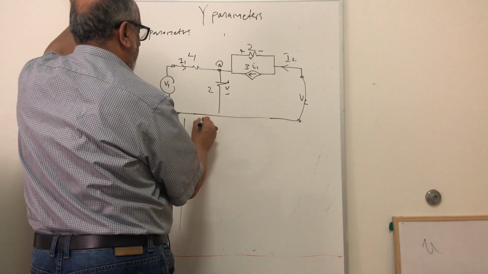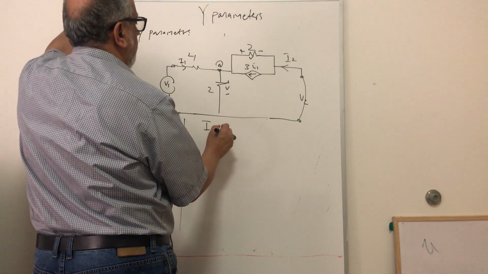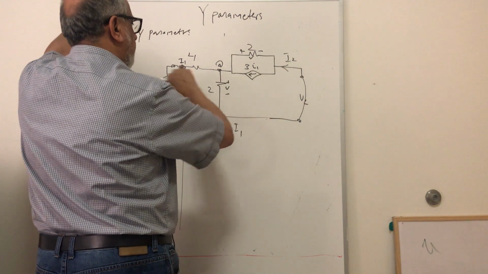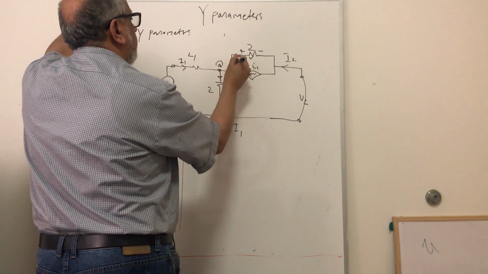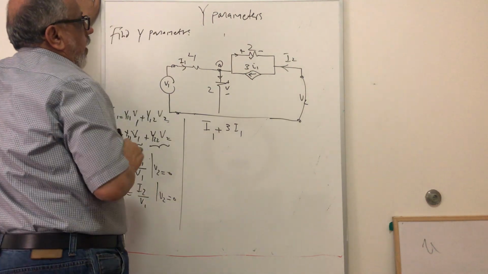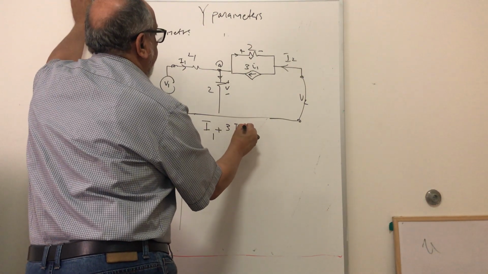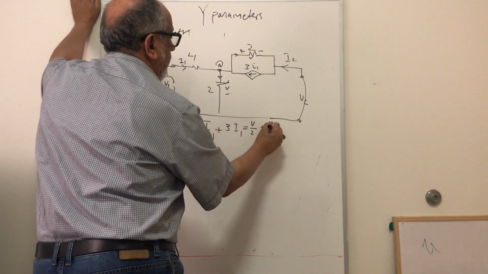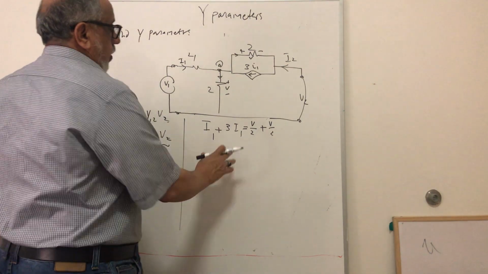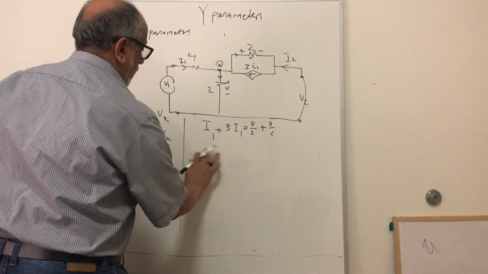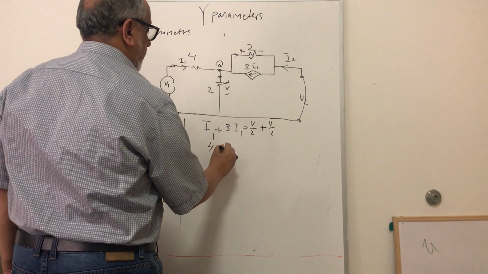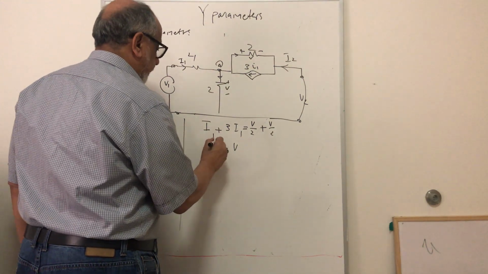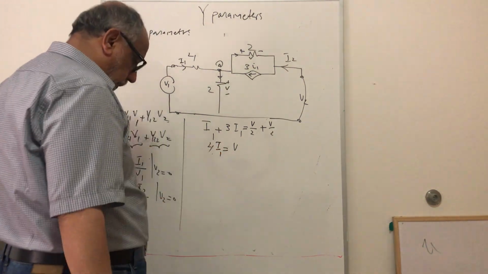So this means we can say I1 plus 3I1, because these currents are going in. Then we have this current going out, this current going out. Then we can say it is equal to V over 2 plus V over 2. So this means we can write 4I1 is equal to V, because V over 2 plus V over 2 is V. 4I1 equal to V.